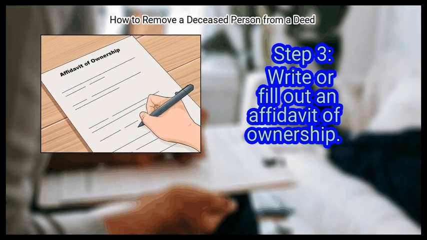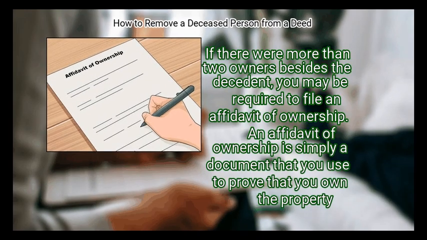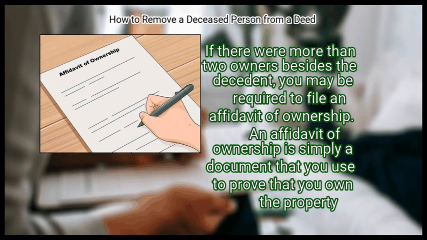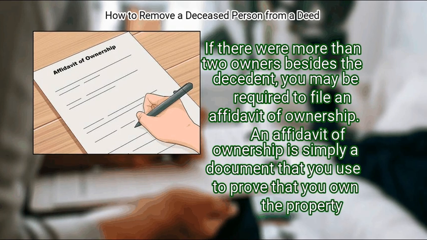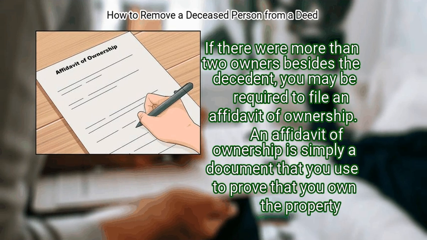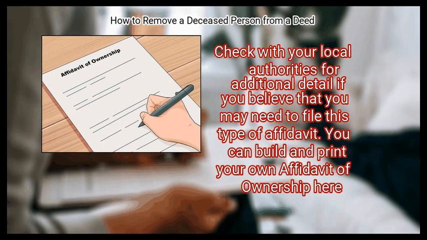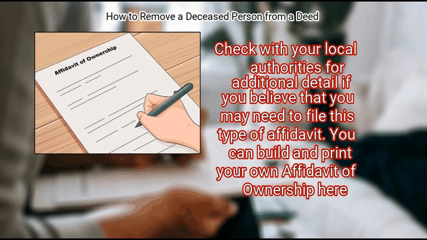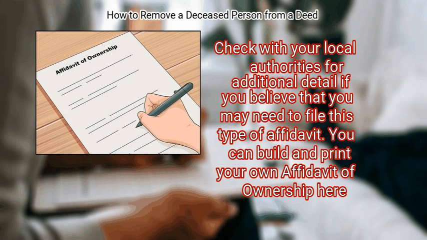Finally, write or fill out an affidavit of ownership. If there were more than 2 owners besides the decedent, you may be required to file an affidavit of ownership. An affidavit of ownership is simply a document that you use to prove that you own the property. Check with your local authorities for additional detail if you believe that you may need to file this type of affidavit. You can build and print your own affidavit of ownership here.